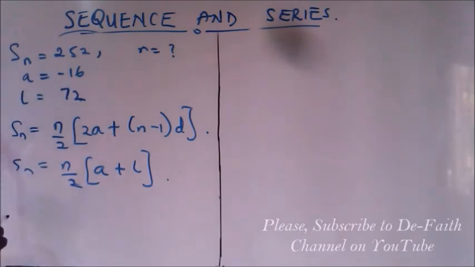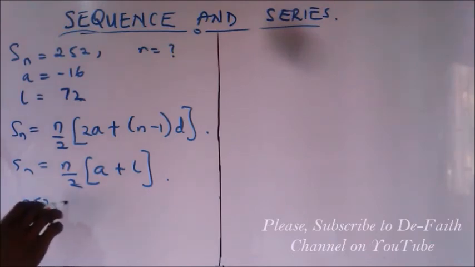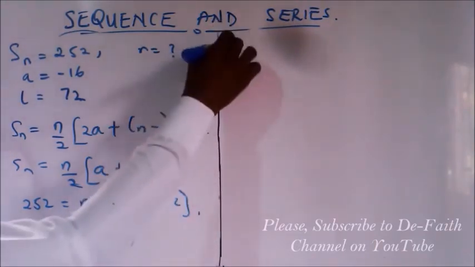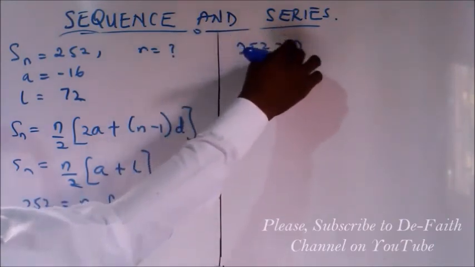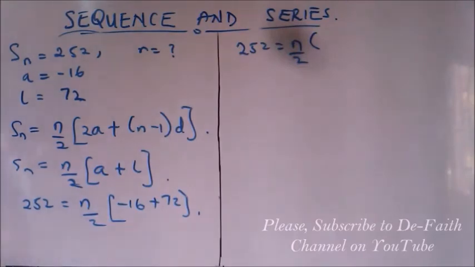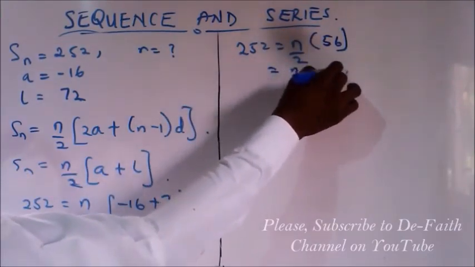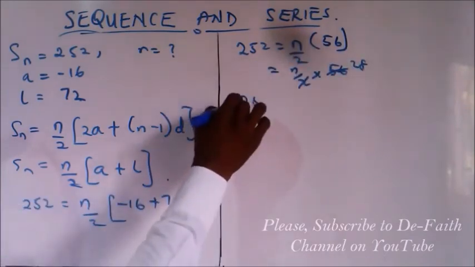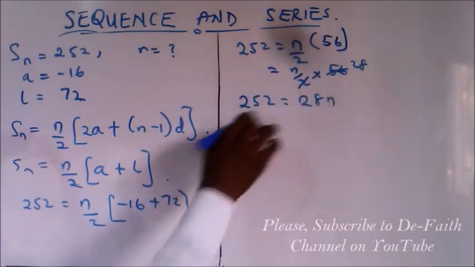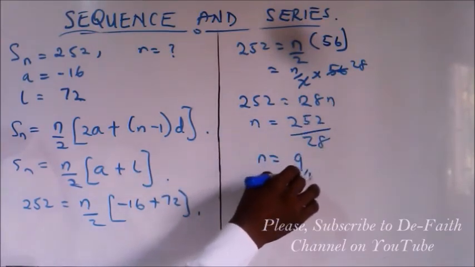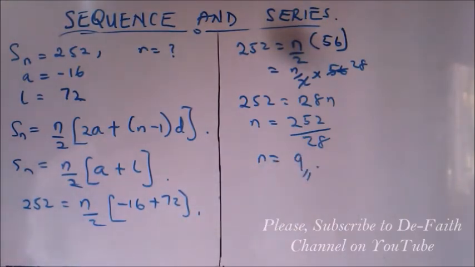Now, so we have our sum of n10, which is 252, equal to n over 2 into bracket A, that is minus 16, plus L, that is 72. 252 equal to n over 2 into brackets 16 minus 16 plus 72. We have 56. So this is n over 2 times 56. Here we have 28. So 252 equal to 28n. Hence n equal to 252 over 28. The value of n equal to 9. So we have 9 terms.